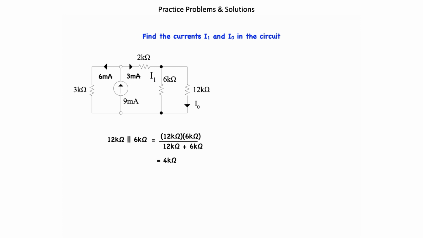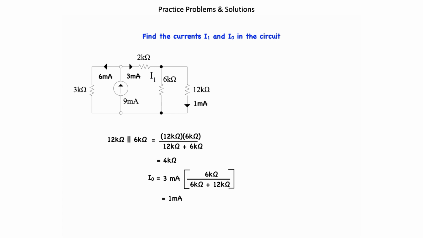The circuit indicates that I1, 3 milliamps, will now be split between two parallel paths defined by the 6K ohm and the 12K ohm resistors. Applying current division again gives us I0 is equal to 1 milliamp.